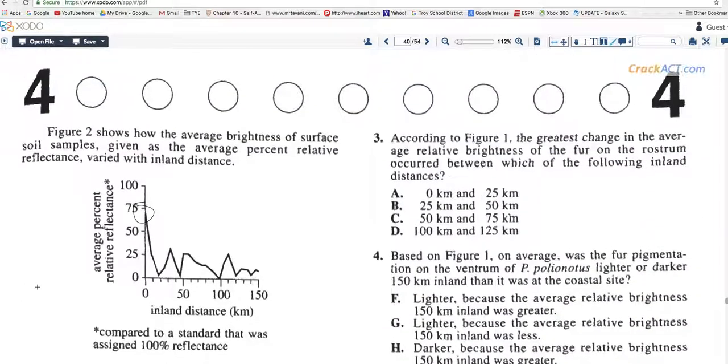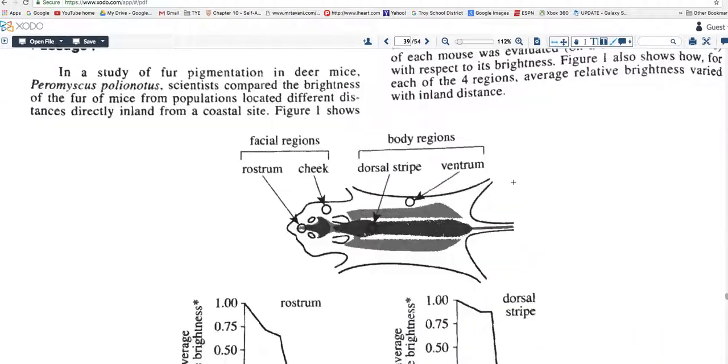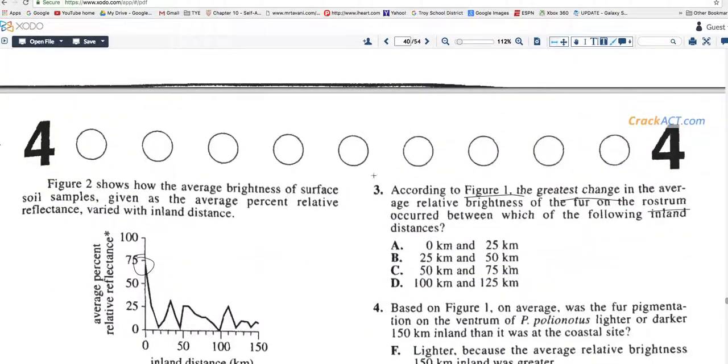All right, next one. Venkat. You underline figure 1, greatest change, rostrum. So you go to figure 1, and then you go to the rostrum graph, and it shows you the greatest changes between 50 kilometers and 100. So you choose 50 and 75. Good. This entire piece right here represents our greatest change because it's the steepest slope. Okay? And that is C.